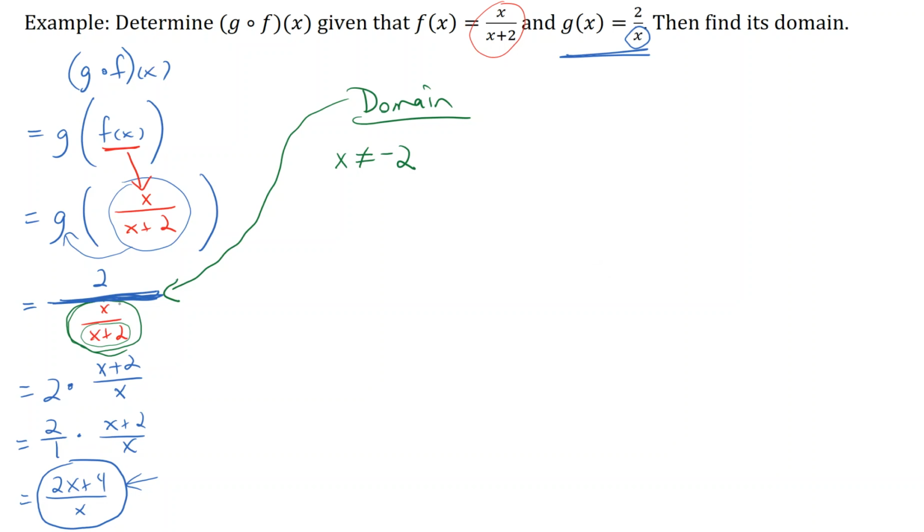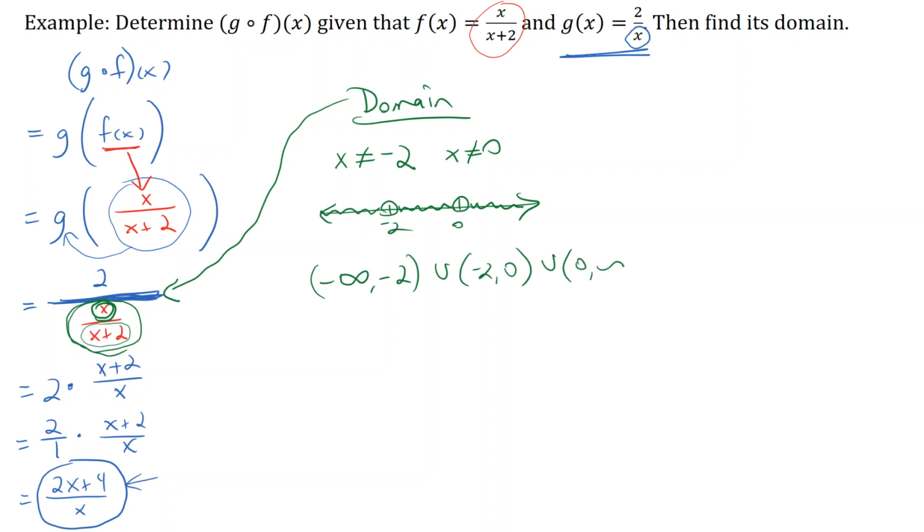So a fraction equals 0 if the numerator equals 0. So I know that x can't be 0. Check it out for yourself. If you plug 0 in for x, you'll see that you'll end up with 2 divided by 0. And you can't take 2 divided by 0. So my domain is every x value but those 2. If I look at that on a number line, it looks like everything but those 2 numbers. And in interval notation is negative infinity to negative 2, union negative 2 to 0, union 0 to infinity.